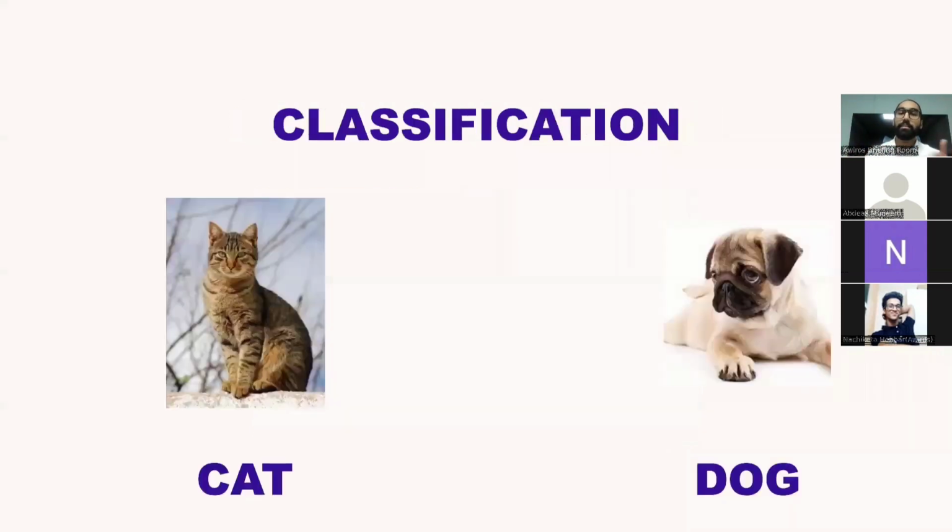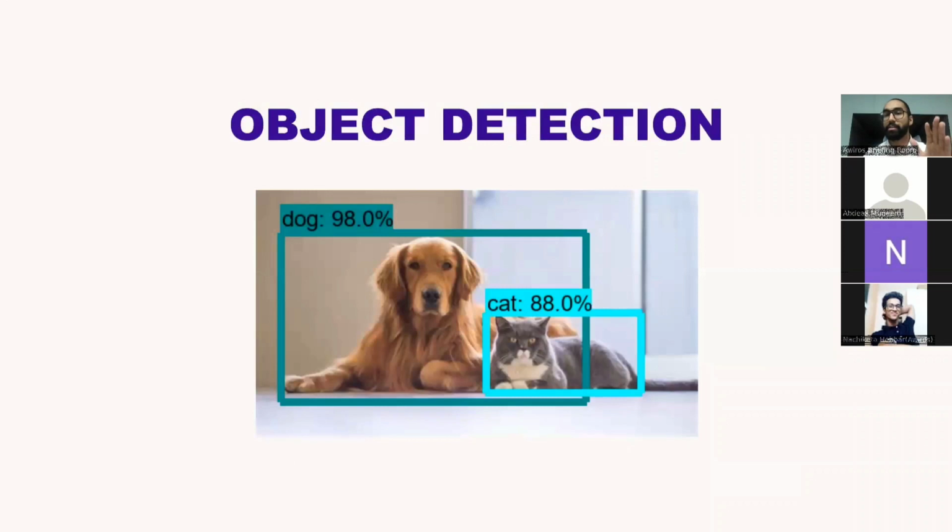So other than that, there's a classification model. So a classification model is obviously way simpler than the object detection model. If you train a classification model for a cat and a dog, it will just tell you whether the cat is present in the image or not. It will not localize it as the object detection model does, right?